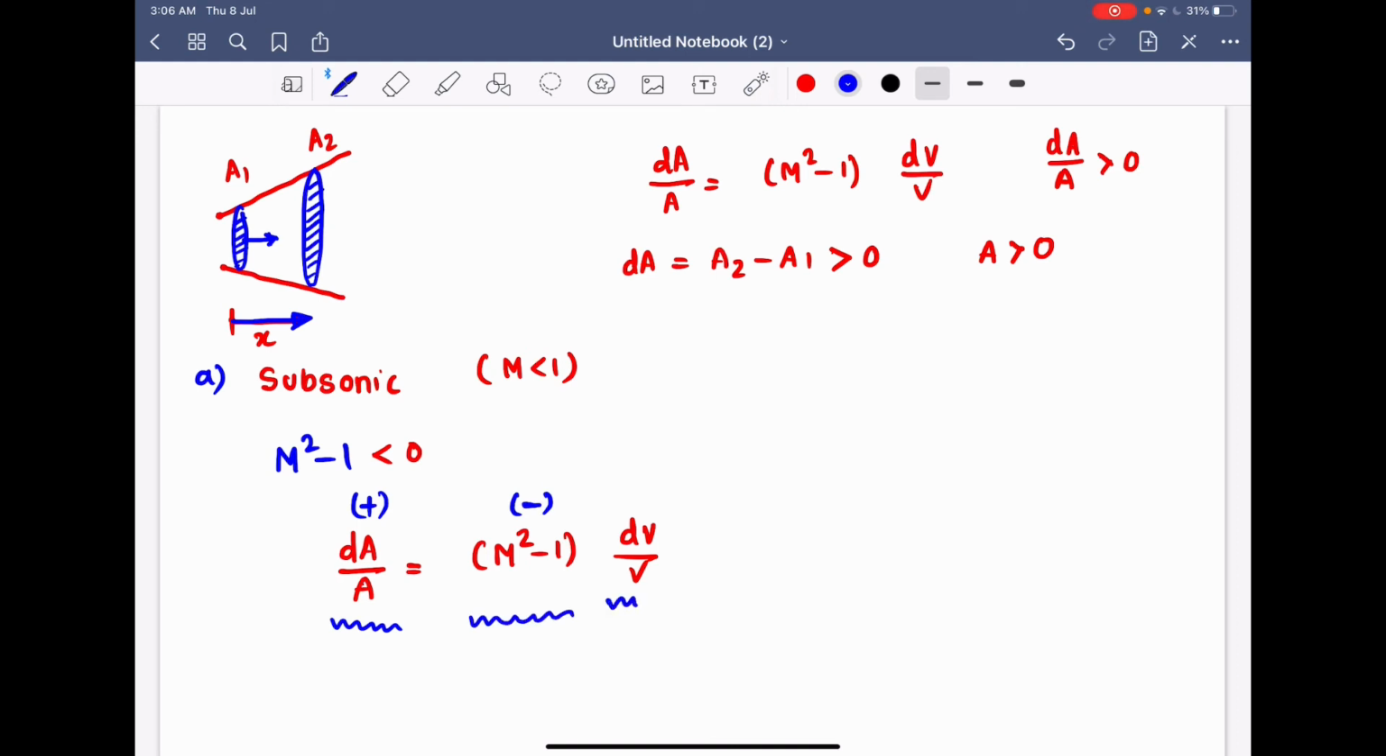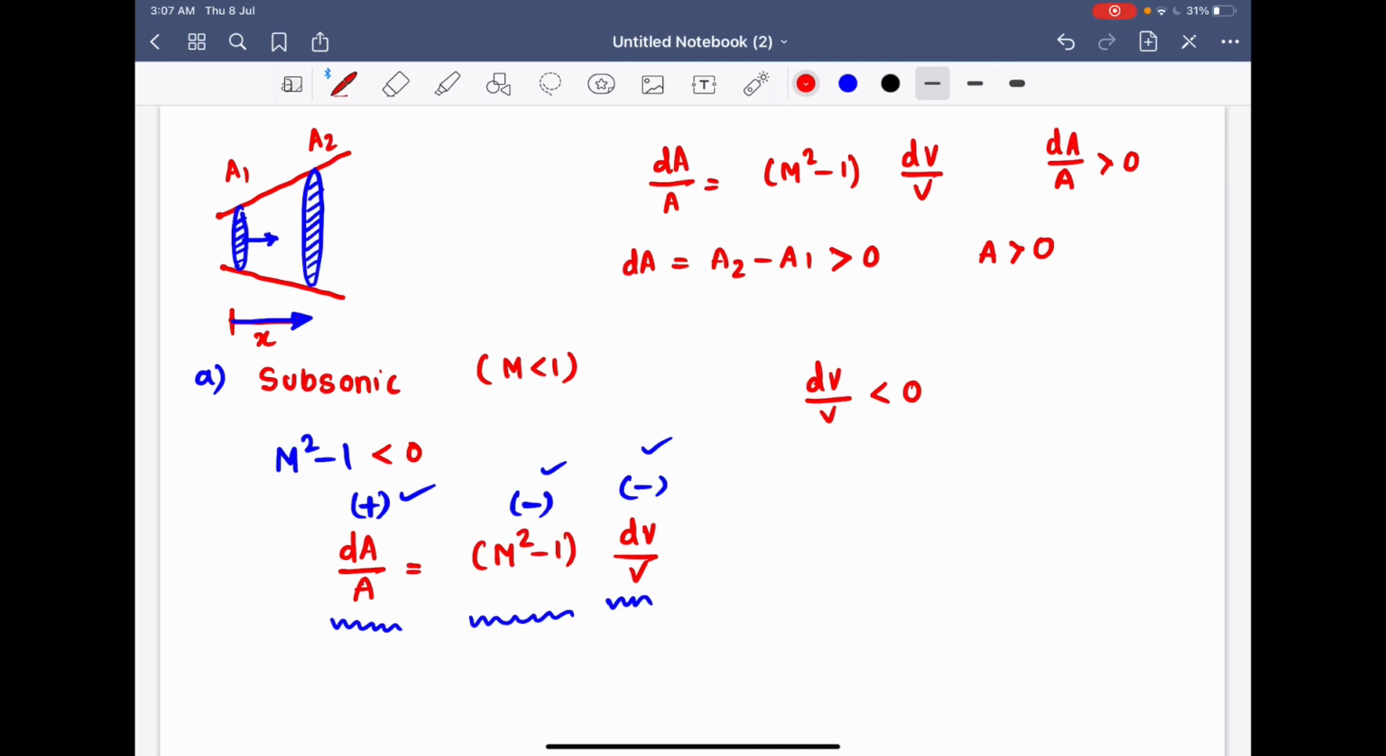So obviously dV by V will also be of negative sign, right? Why? Because negative and negative will make positive. Again, dA by A is a positive quantity, but M square minus 1 is a negative quantity. So if I multiply a negative quantity with a negative quantity, then only I'll get a positive quantity. So dV by V should be less than 0, right? So dV by V is negative. I hope you got this.